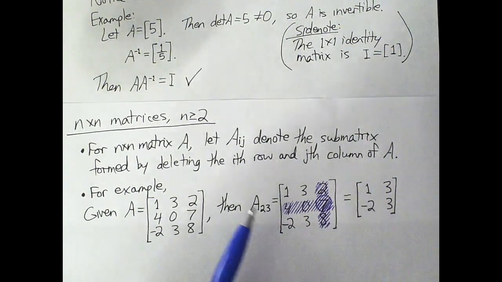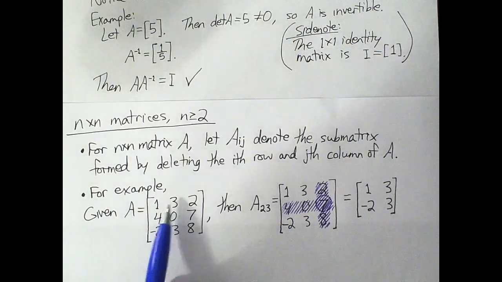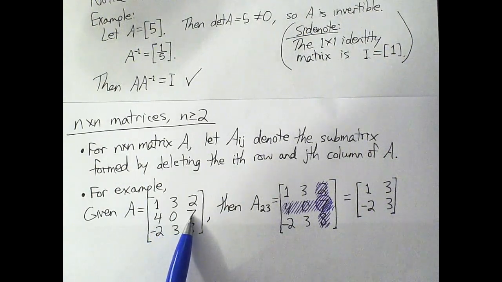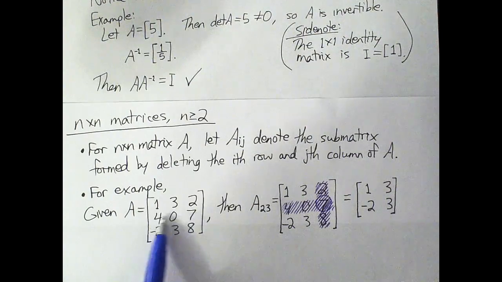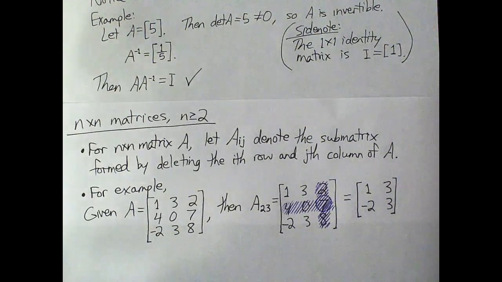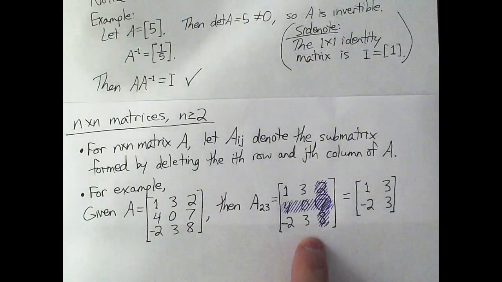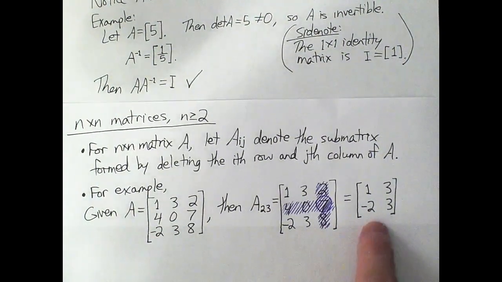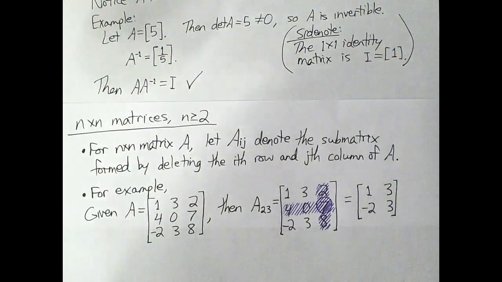So what you could do if you wanted to find A23 is go to the 2, 3 entry and say, all right, everything in that row needs to be gone, everything in that column needs to be gone. And then what am I left with? So we won't always write this out. Sometimes we'll just do this in our head and just write the result.